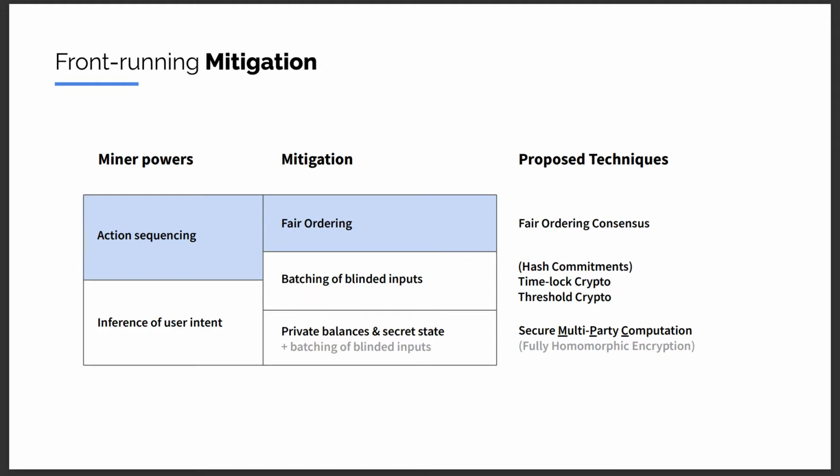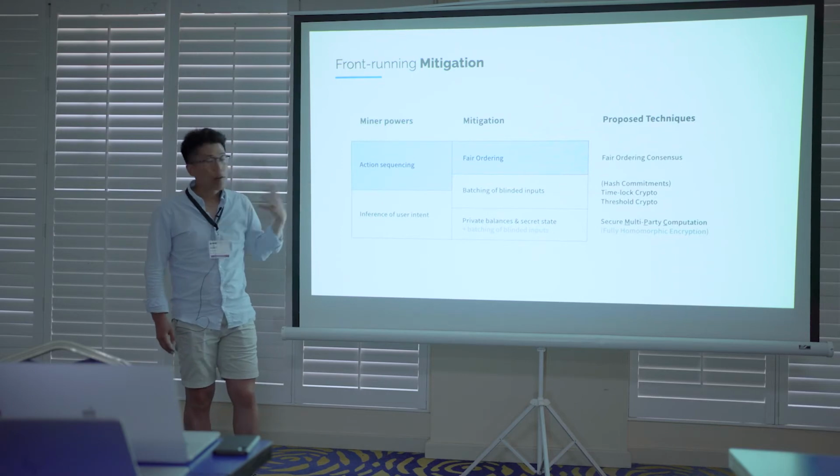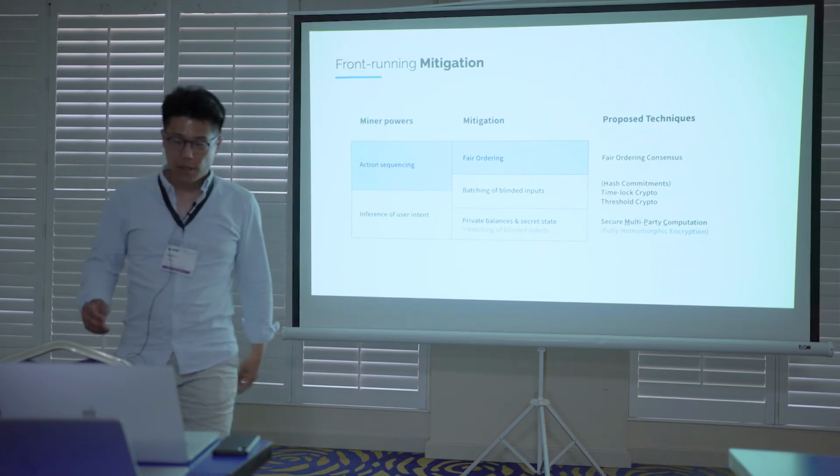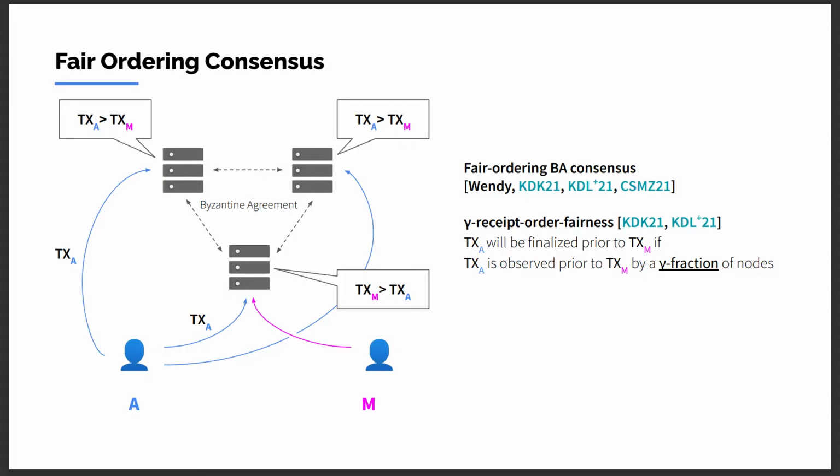Okay, so we've structured our presentation as follows. There are 3 types of mitigation groups that we're going to look at. We're going to start with fair ordering, which mitigates the power of the miner to sequence actions arbitrarily. So Klaus introduced this, but also Philip, I believe, before. There's a line of work that is looking at fair ordering consensus.